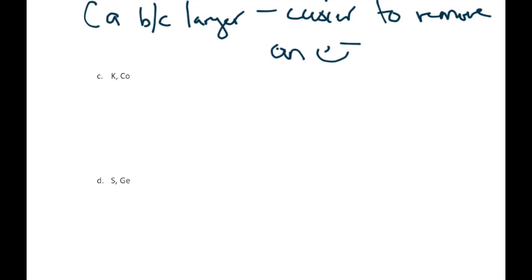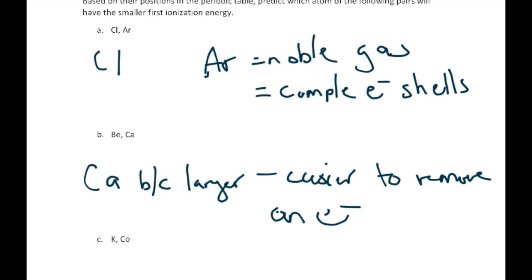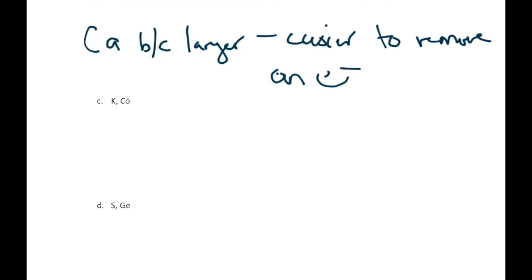Okay, potassium and cobalt. So again, we're just looking at our trends. Ionization energy will increase going from left to right, as we saw before with chlorine and argon. Argon is more to the right, so it will have a greater IE. And potassium and cobalt, it's the same way. The ionization energy for cobalt will be greater than it will be for potassium because it's to the right. So it increases going left to right. So potassium will have the smaller energy.